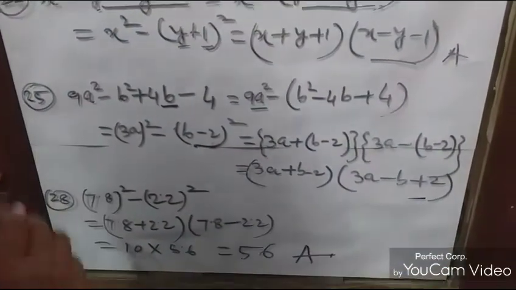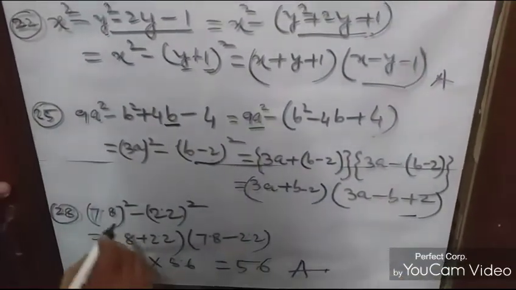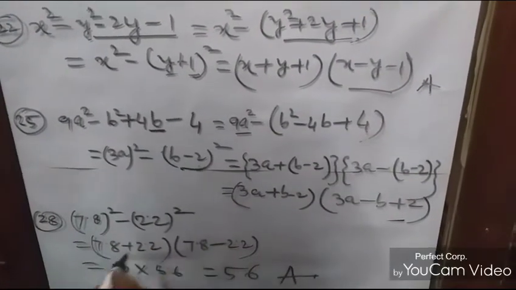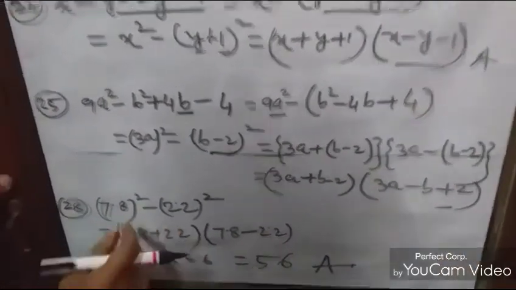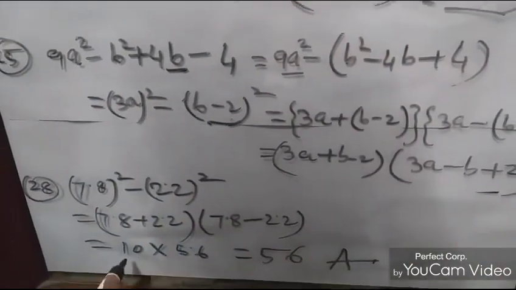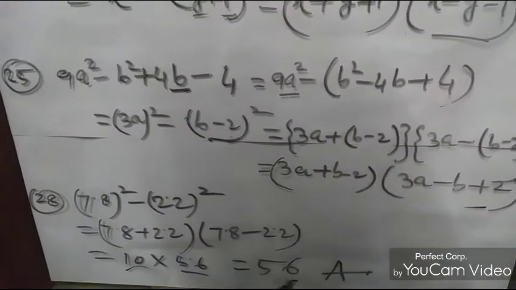The last one of this exercise is 28. You have to evaluate 7.8 square minus 2.2 square. Directly you can write a plus b into a minus b. So it comes 10 and this comes 5.6, and the answer is 56.